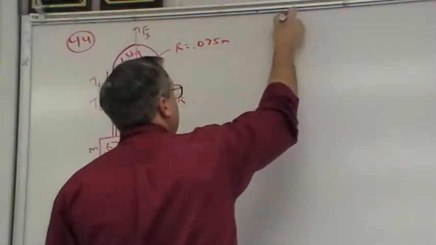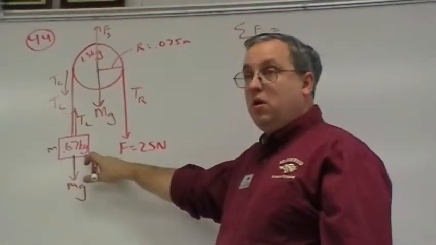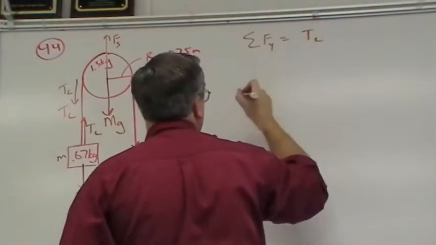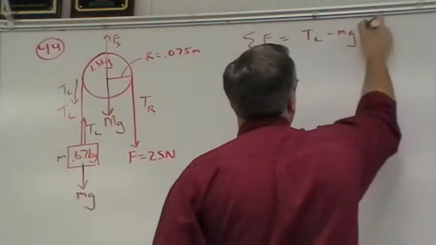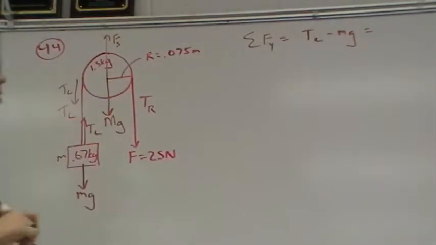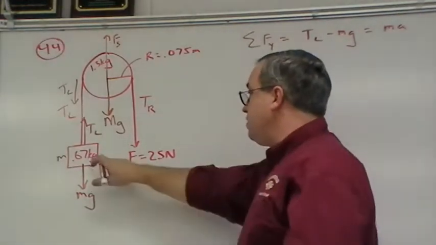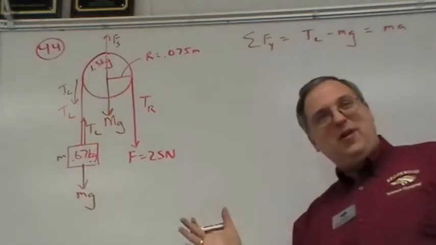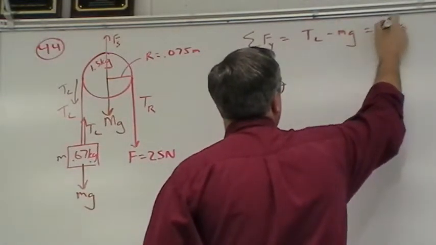If I was trying to engage this problem, I would start right here, by summing forces. I have the tension on the left going up, minus the weight going down. Whenever you sum forces, what is it equal to? It equals the mass times the acceleration. Which way do you expect this thing to go? I think we expect it to go up. So ma is positive.